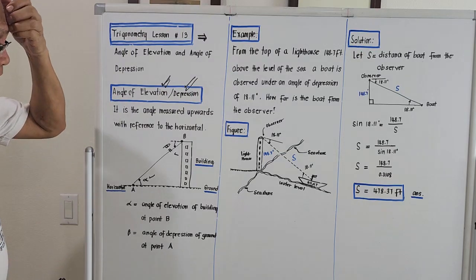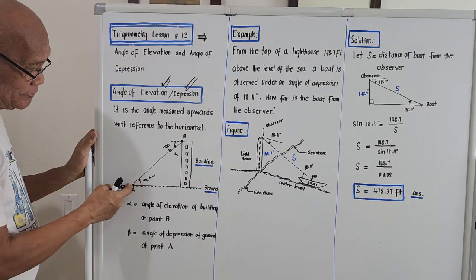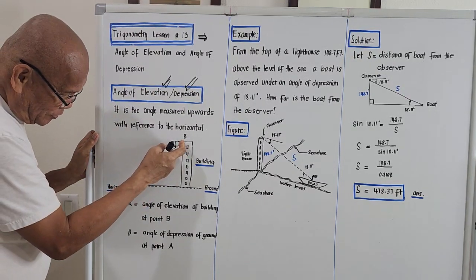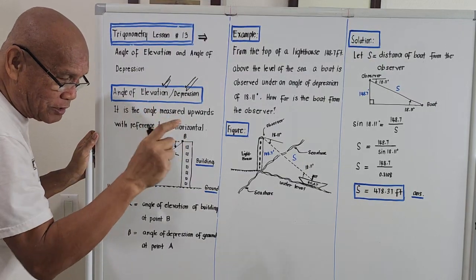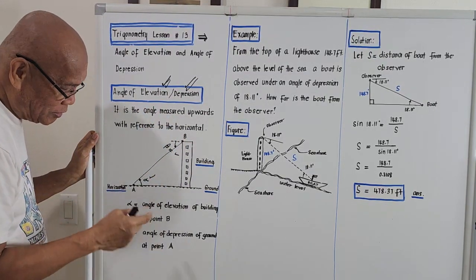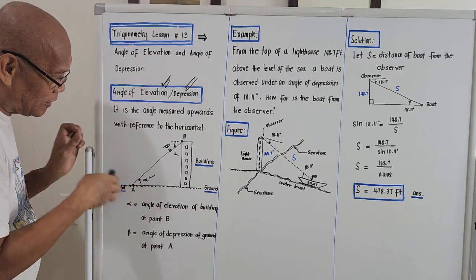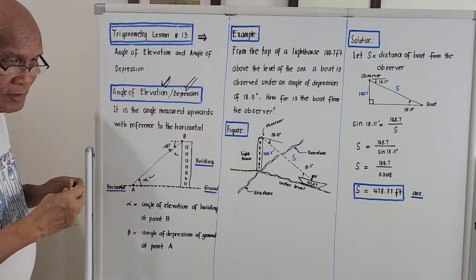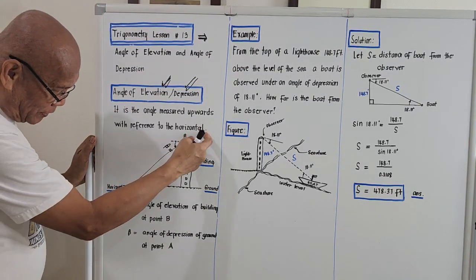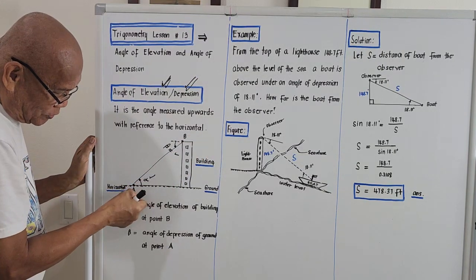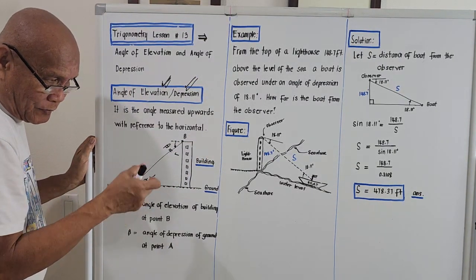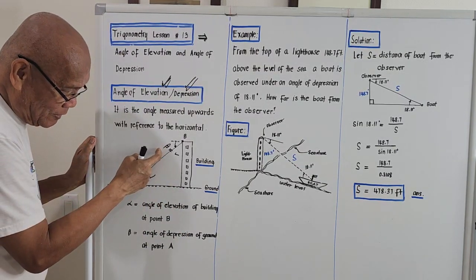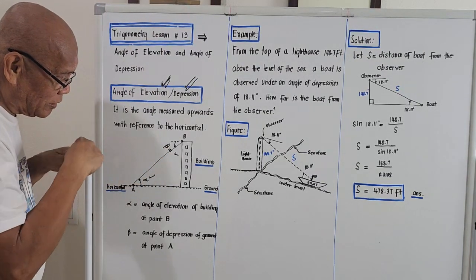You got it? So considering point A, if we project our transit over here and try to hit this point B, the angle that will be taken from our reading will be angle alpha, and that angle alpha is the angle of elevation. If we reverse it, the observer will be at the top of the building and he will try to observe point A on the ground. The reading that he will have on the transit will be angle beta, and that angle beta is the so-called angle of depression.